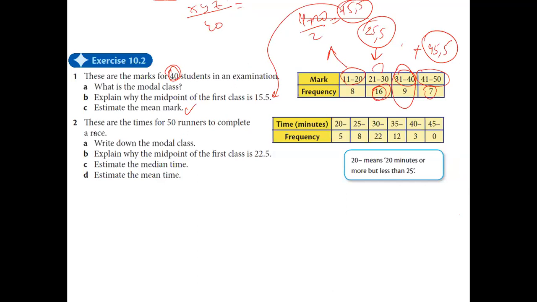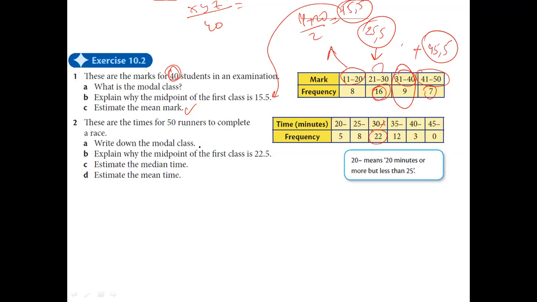The next question. These are the times for 50 runners to complete the race. In the competition or race, write down the modal class. Mode is the largest frequency, which is 22. How can I find the x? Here we have x. 30 and so on is 22. And I mean it's 35.